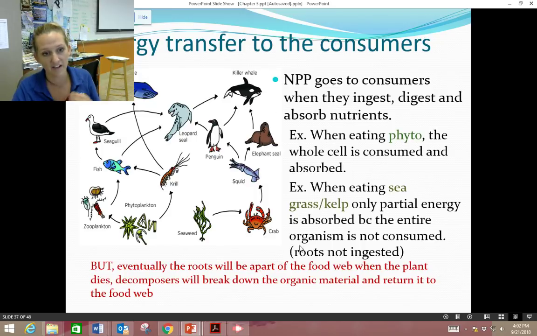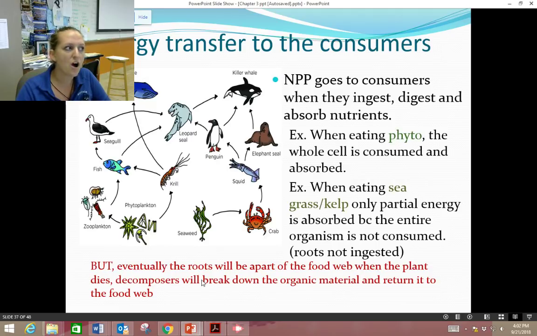Roots are not ingested when the crabs eat seaweed. So the difference between phytoplankton and seaweed, and other organisms, is digestible material. Are you really eating the whole organism? Are you really getting 100% of that?